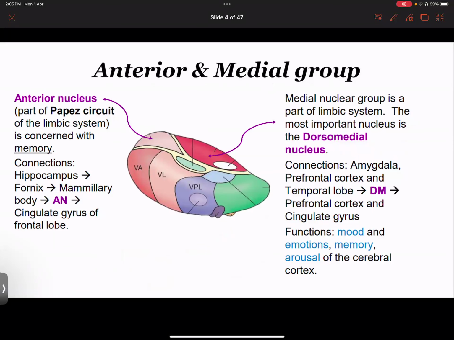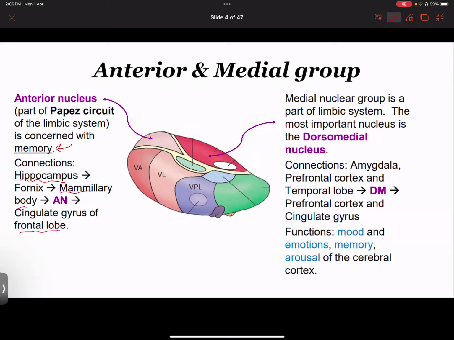In the anterior group, we have the anterior nucleus that makes it up. The anterior nucleus is concerned with memory. That's the most important thing to know out of all of this. Because it's concerned with memory, its connections are with parts of the brain concerned with memory, so we have the hippocampus, the mammillary body, and the frontal lobe.